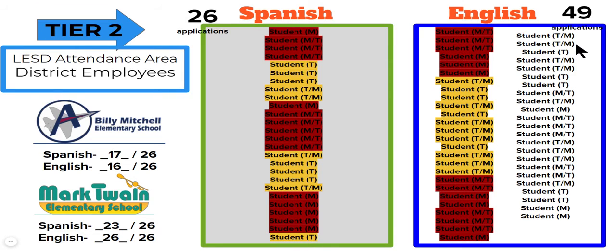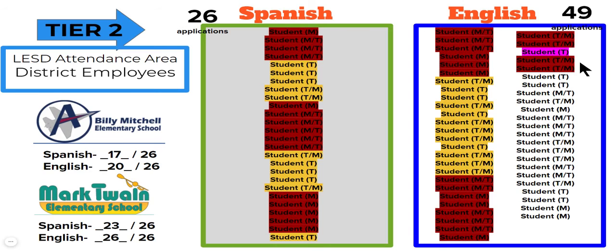The next two applications that we will go through have Twain as the first preference school and Mitchell as the second preference school. Because there are no spaces now available at Twain, these students will be placed in their second preference school at Mitchell. The next student can only be placed at Twain. Because there are no spots available for English category students at Twain, the student will be placed on the wait list.